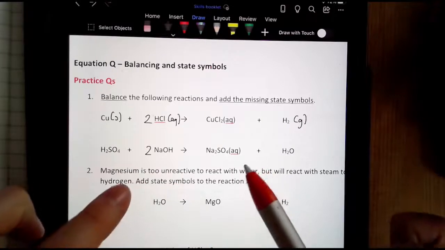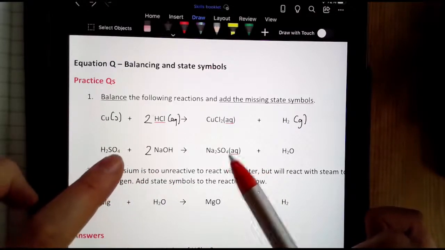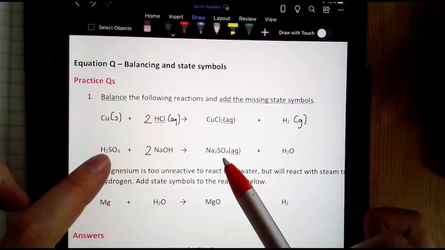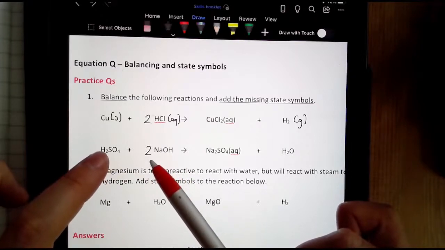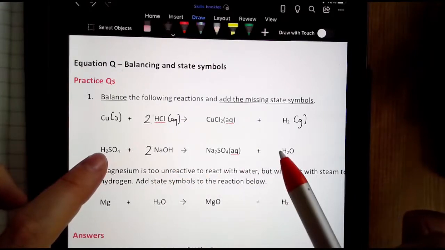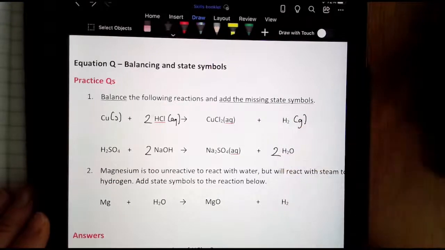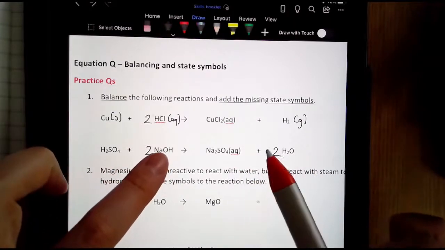If I look at the other elements, I'm going to count SO4 as just being one thing. I've got SO4 on the left and I've got 1 SO4 on the right. I can see I've got 4 hydrogens on the left, 2 there and 2 there. That gives me 4 hydrogens. I've only got 2 on the right, so I need to put a big 2 there. Now I've got the right number of hydrogens on each side. And now I also need to look back at the oxygens. So I've got 2 oxygens there and I've got 2 oxygens there.